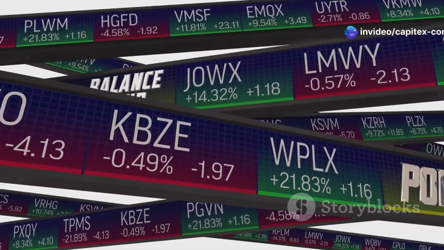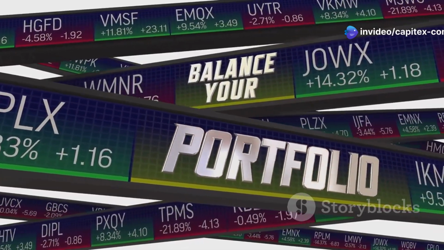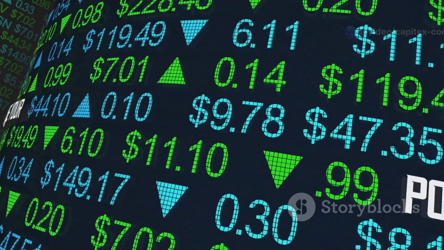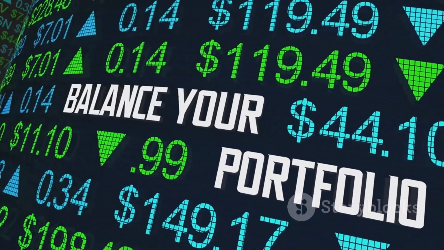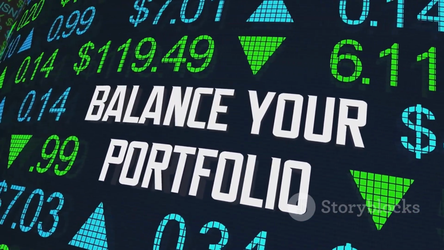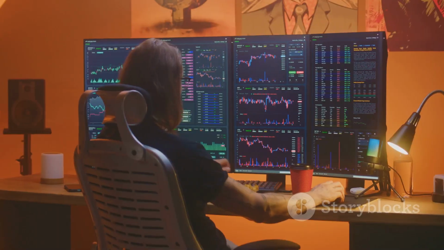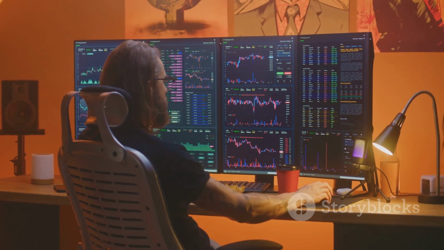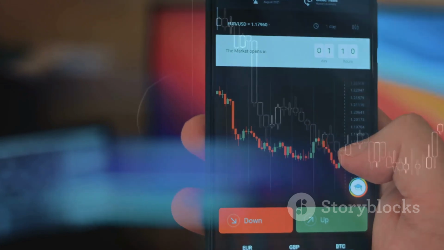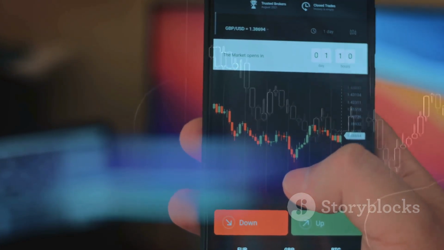This involves spreading your investments across different asset classes, markets, and instruments. By not putting all your eggs in one basket, you can reduce the impact of a negative event on your overall portfolio. Stop-loss orders are another tool used to manage risk. They automatically sell an asset when it hits a certain price, limiting potential losses.